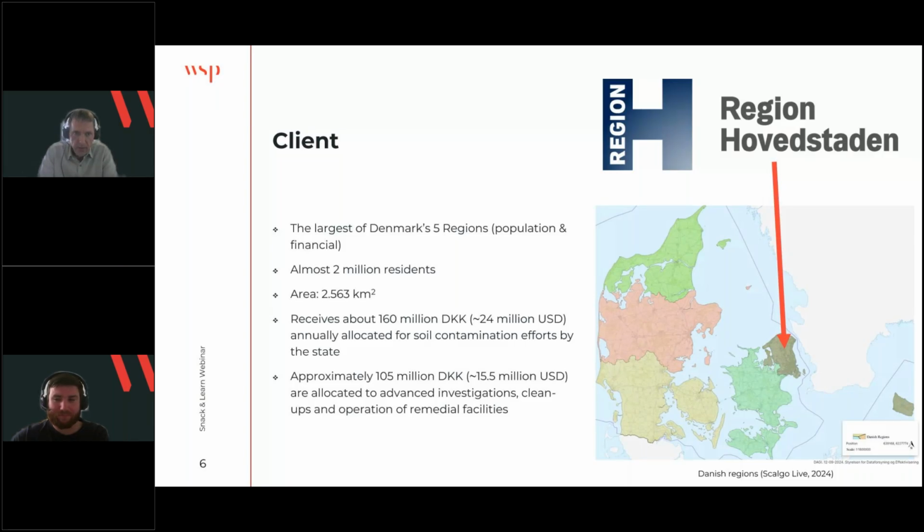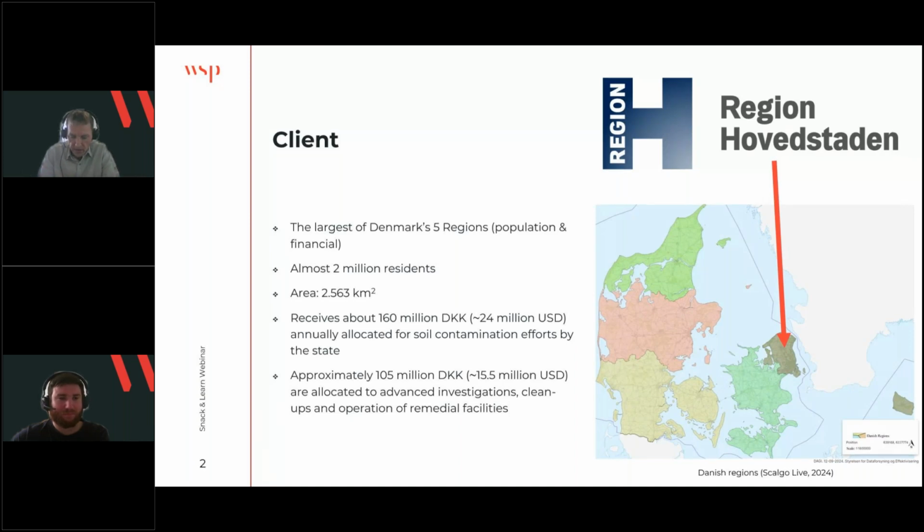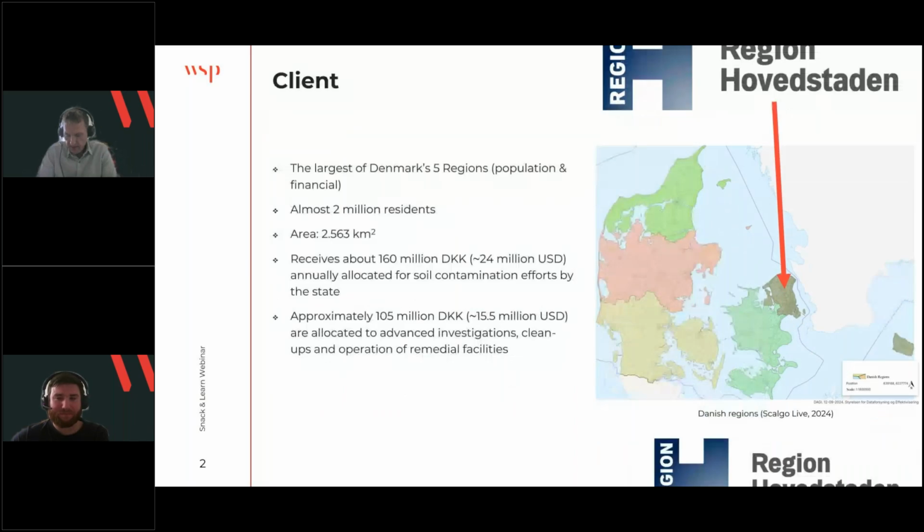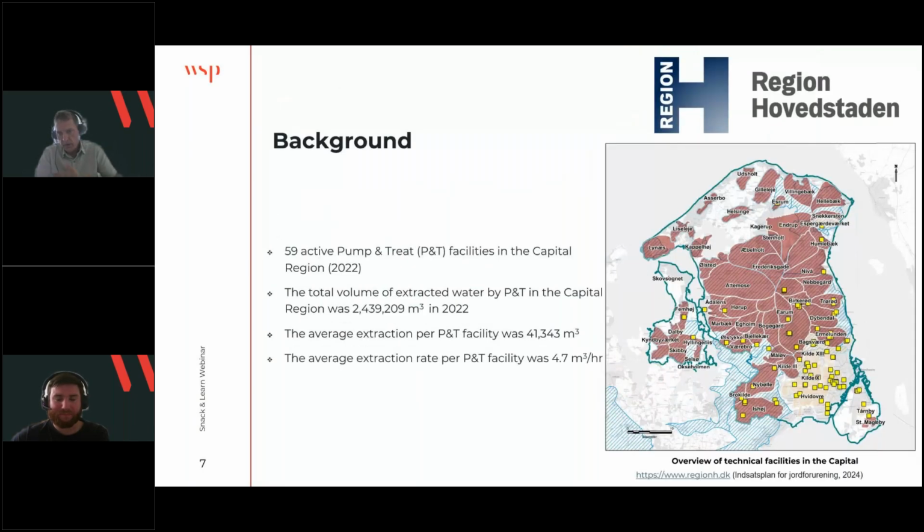The capital region receives about 160 million Danish crowns a year from the state. That is about 24 million US dollars. And a big amount of this is allocated to advanced investigation, cleanups, and operation of remedial facilities. Also, sometimes the government allocates extra funds for cleaning up the very huge contaminations.